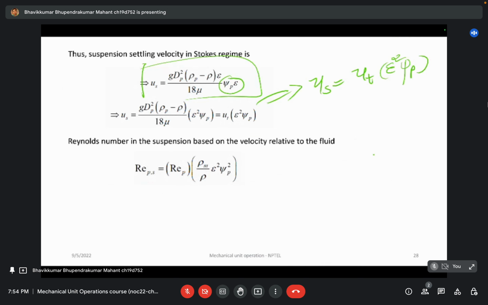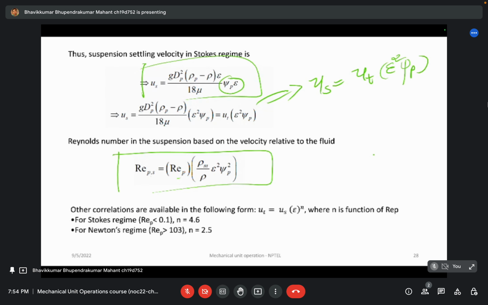Now the Reynolds number in the suspension is based on the velocity relative to the fluid. The Reynolds number for the suspension is equal to the Reynolds number of the particle times rho m by rho, times epsilon squared psi p squared. This is how you can calculate the Reynolds number in a hindered settling particle suspension. So how can we go for the Reynolds number calculation and the velocity calculation? And there is one other correlation.